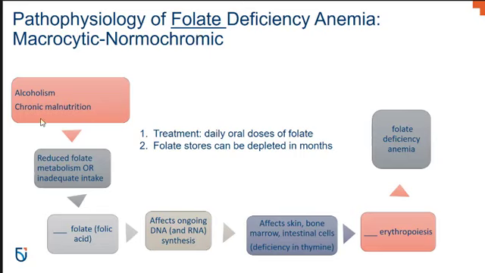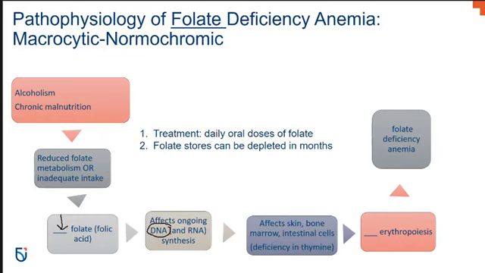With chronic malnutrition, whether it's in developing or developed areas of the world, if folate isn't consumed, then we don't have it for proper red blood cell production. So whether we have reduced folate metabolism because there's a problem with the liver, or we have inadequate intake, we're going to have this reduction in folate, which is going to affect DNA synthesis, and it does actually play a role in RNA synthesis as well.